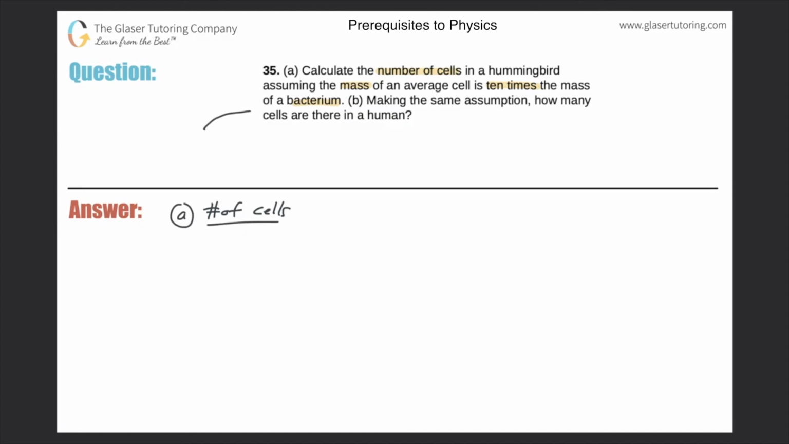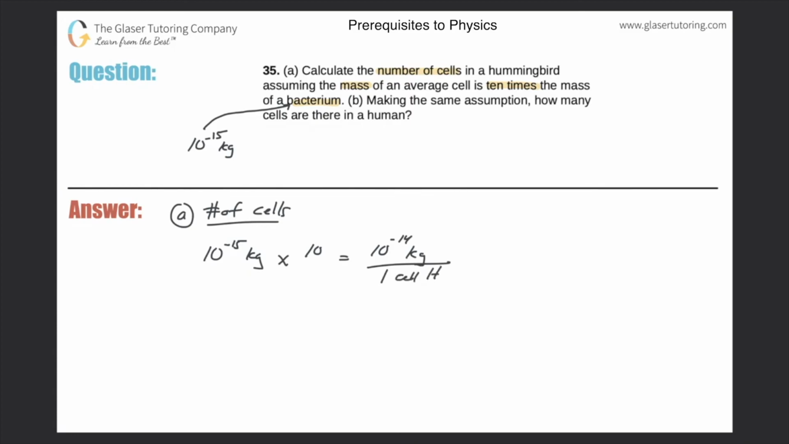So I need to know the average mass of a bacterium. If you look back in the text, it should give that value to you. The average mass of a bacterium is about 10 raised to the negative 15 kilograms. Now it tells us that the mass of one of the cells in the hummingbird is going to be 10 times this mass. So we take the 10 raised to the negative 15 kilograms, the mass of a bacterium, and multiply that by 10. That gives us 10 raised to the negative 14, and this would be the mass in kilograms of one cell in a hummingbird.